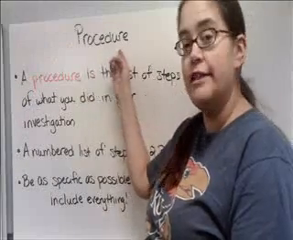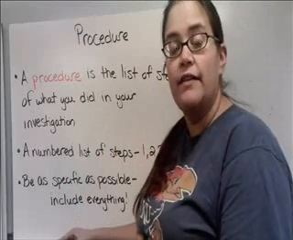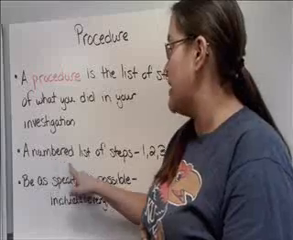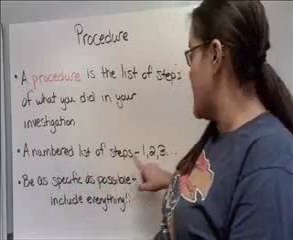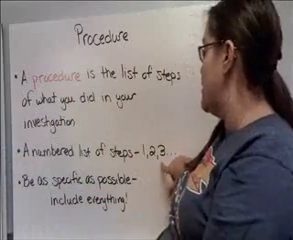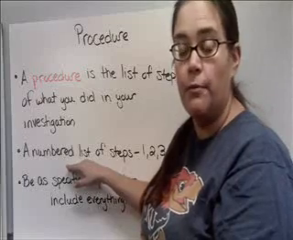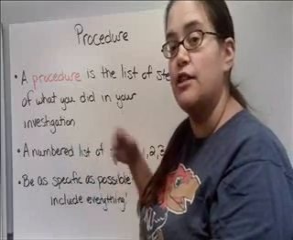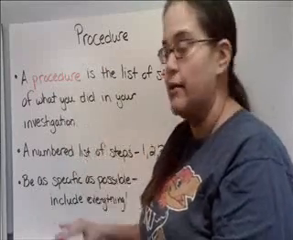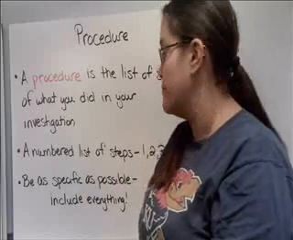So a procedure is a list of steps of what you did in your investigation. This is where you tell how you're going to do your investigation or how you did it. There should be a numbered list of steps. It should say 1, I did this. 2, next I did this. 3, after that I did this. This should not be written in paragraph form. You should use complete sentences, but it should not be written as just one continuous written statement. It should be broken down into a list of steps, a lot like a recipe if you're cooking.